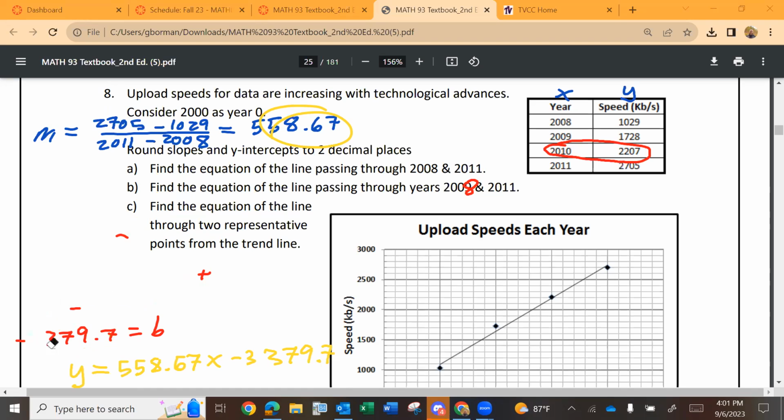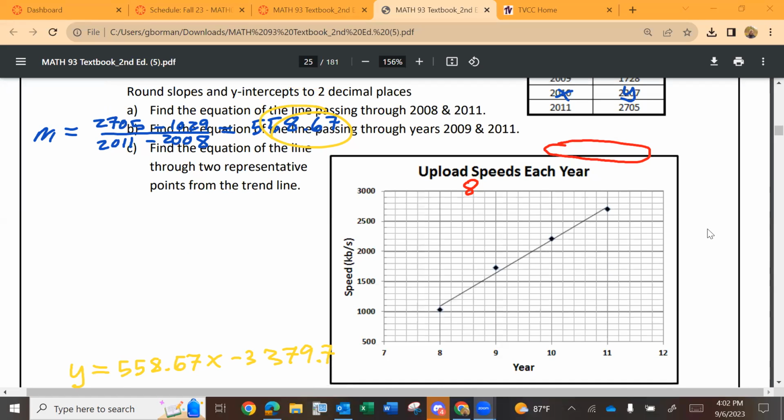So let's get rid of some of this stuff because I don't think we're going to need it right now. Plus, more importantly, I just need room to work. So part C is going to be pretty similar to part B. It says find the equation of the line through two representative points on the line. So we have to find 2 points on the line. I'm going to need to scroll this just a little.